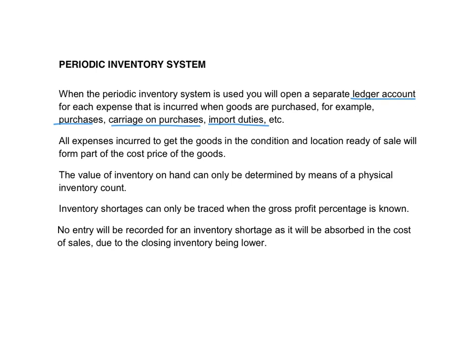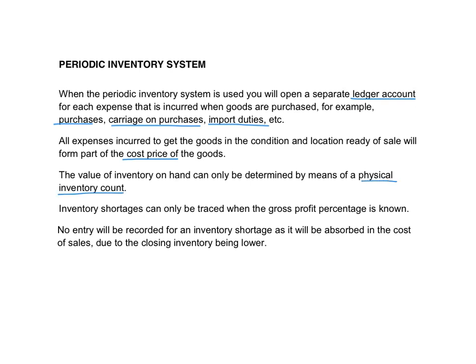Therefore, if we purchase goods, the purchase price, all expenses from the time that you purchase it until it's delivered to your premises, and any expenses that you have when it's delivered to your premises to get it in a condition to be able to sell it will form part of the cost price. The value of inventory on hand can only be determined according to a physical inventory count.